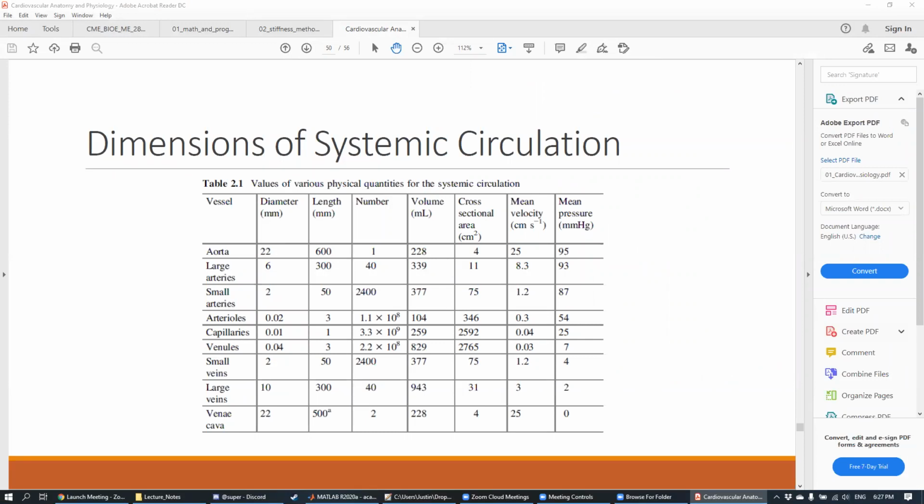Okay. So the question is, inner diameter or outer diameter? Great question. These are inner diameters. The thickness of the vessel wall is typically about 10% of the radius, and so you can basically add maybe about 20% to this, and that's going to be your outer diameter.